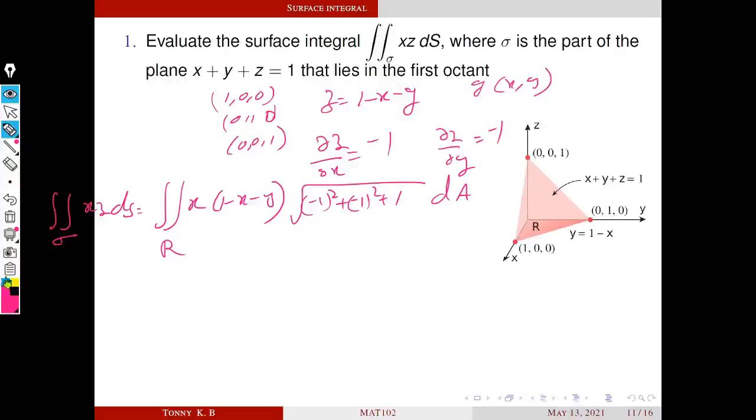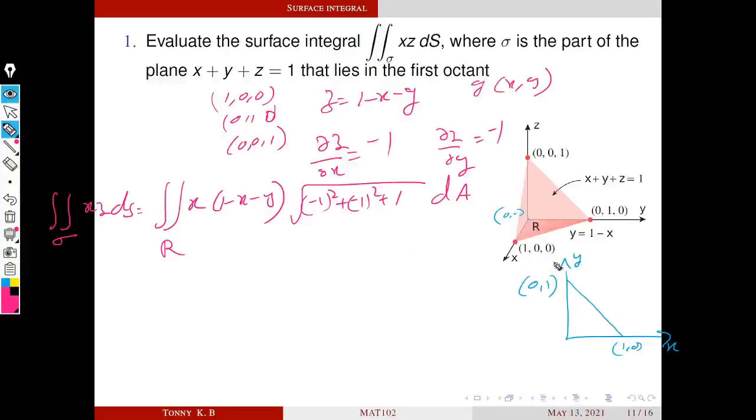R is the projection of the surface to the xy plane. So the next question: what is the projection of this triangular surface to the xy plane? It is clear that this triangle is the projection. The vertices are (0, 0), (1, 0), and (0, 1). So we have to integrate in a two-dimensional plane, with coordinates (0, 0), (1, 0), and (0, 1). In the 2D plane, we have to integrate this function over this triangular region.